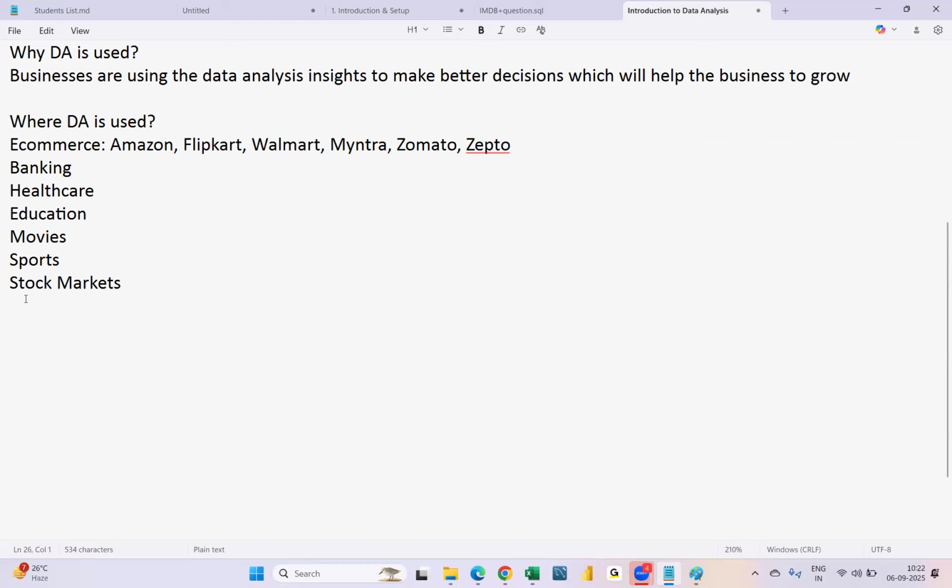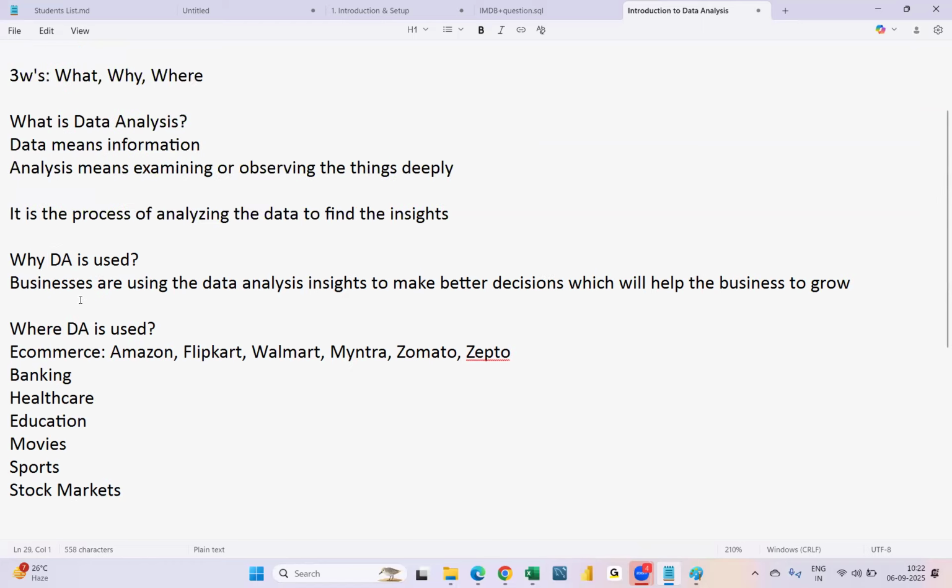I guess I have made my point clear and you are able to understand the importance of data analysis. Now I would like to move to the next step, because I have completed explaining the 3Ws. Now I'm going to explain what the steps involved in data analysis are. Because I mentioned in the definition that we are going to follow a process to do the analysis, right? Process means different steps. So what are the steps present in data analysis? Now we are going to understand.